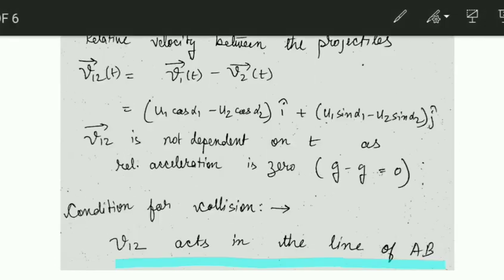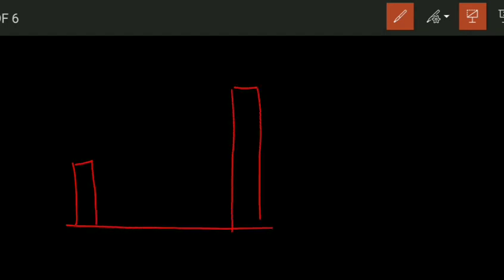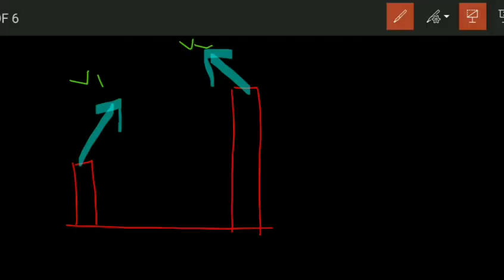Let me show you the condition once more. Suppose I have a tower. Suppose I have another tower. Suppose I am launching a projectile in this direction, and I am launching a projectile in this direction. And the relative velocity, say this is v1, this is v2. The relative velocity should be in line with the line joining A and B.